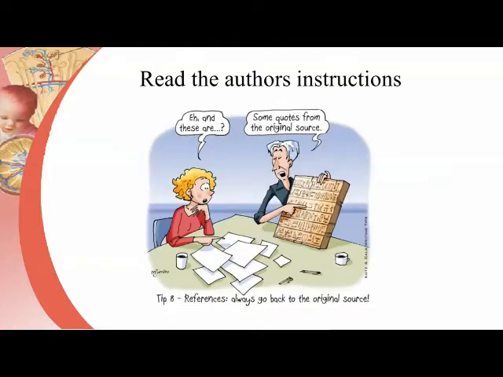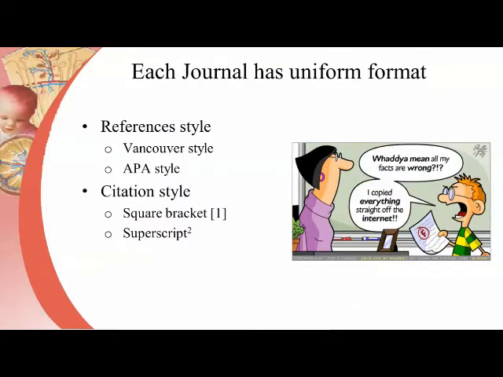All right. So the first part of this presentation is how to use the citation manager. The important thing is, when you want to write an article, you have to read the author's instructions first, because the reference style is important, and each journal has a uniform reference style. The commonest style is the Vancouver style. There is also the APA style, and each journal has a slight difference in the way the bibliography is written.